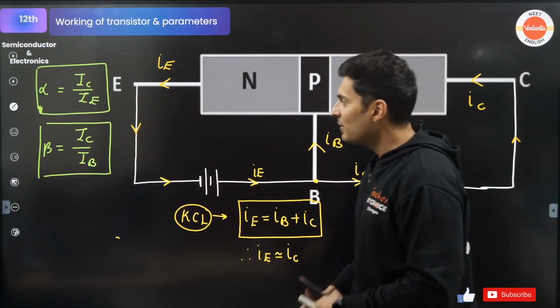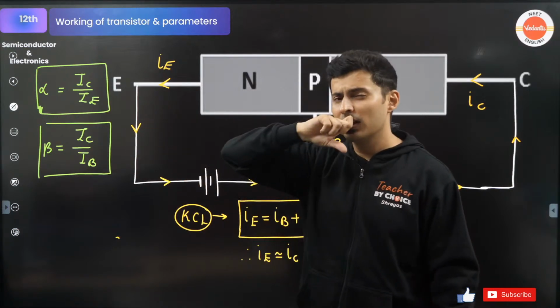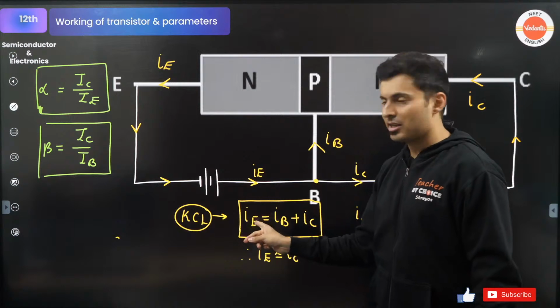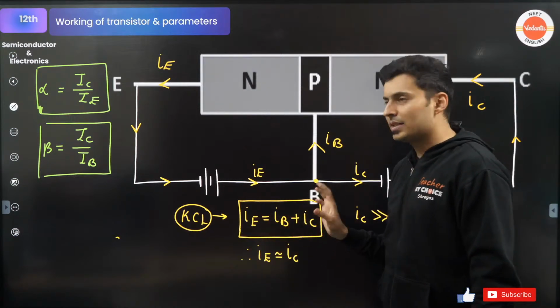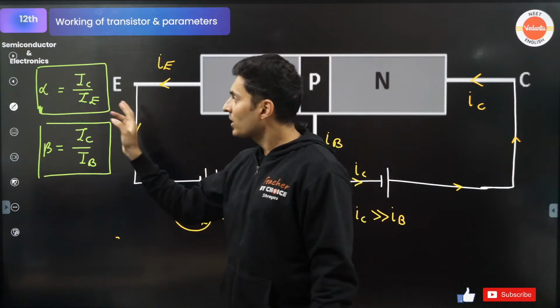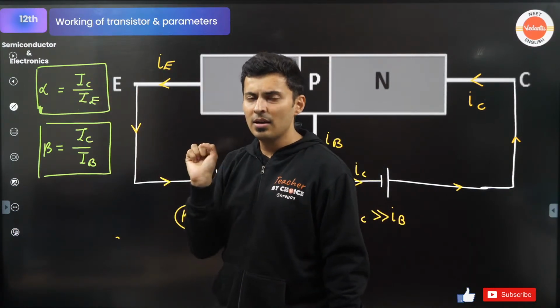Okay. Now tell me, guys, will alpha be more than 1 or less than 1? What do you think? Think logically. Emitter is the largest current. It is slightly larger than the collector. So for alpha, the collector will be smaller. The numerator will be smaller than the denominator.